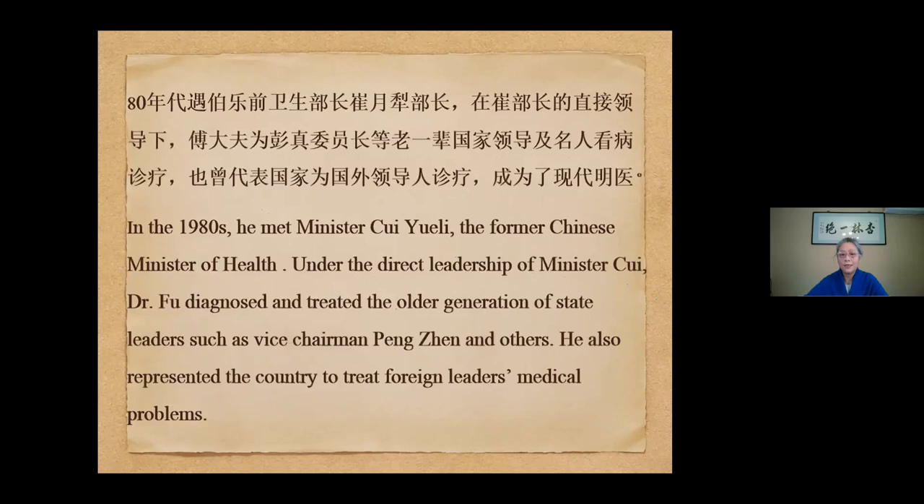In the 1980s, he met Minister Qu Yueli, the former Chinese Minister of Health, and came under his direct leadership. Dr. Fu diagnosed and treated the elder generation of state leaders in China, such as Vice Chairman Peng Jing and others. He also represented the country in treating foreign leaders' medical problems.